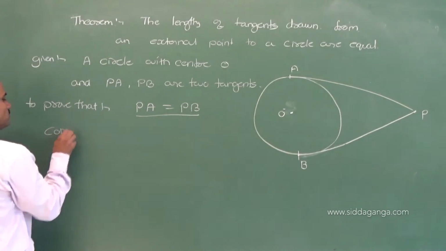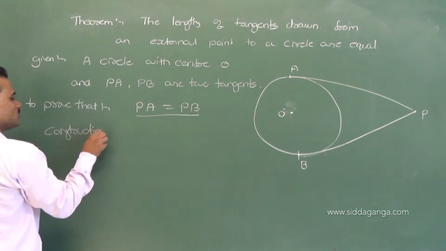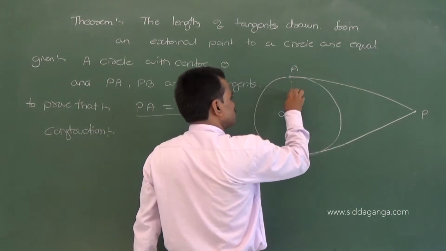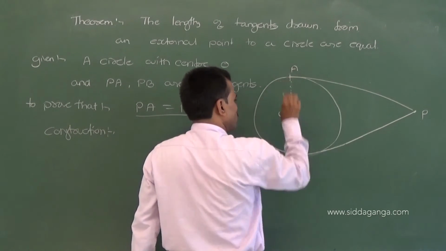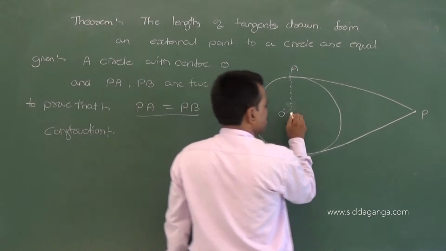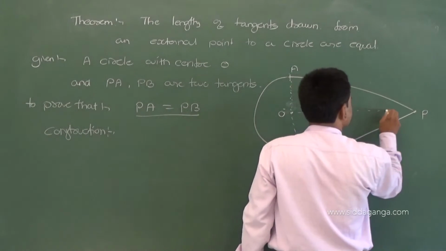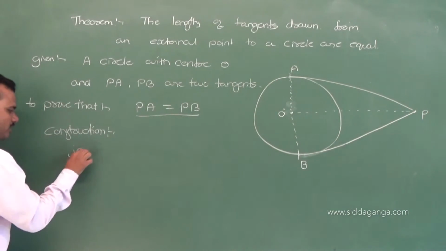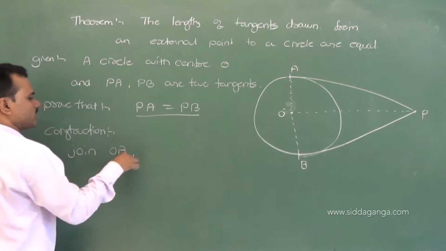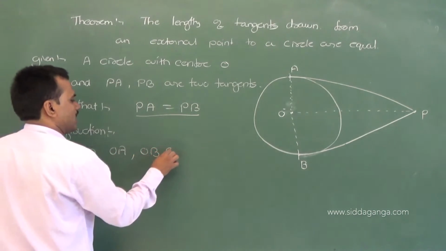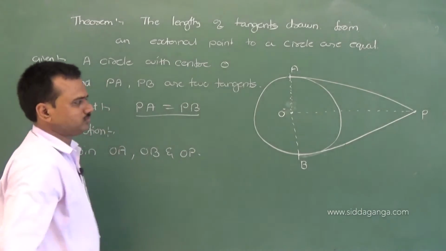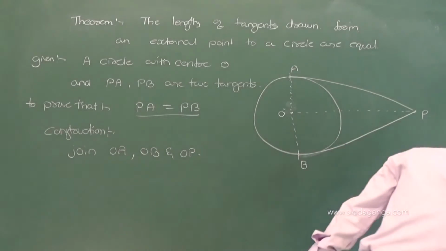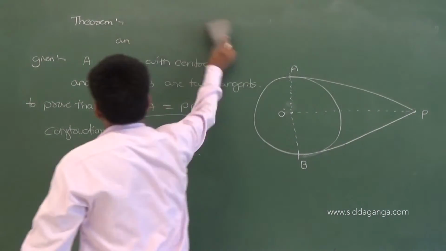Construction. What we do here: join OA, OB, OP. Construction part: join OA, OB and OP. Join OA, OB and OP. Proof. I have written here.